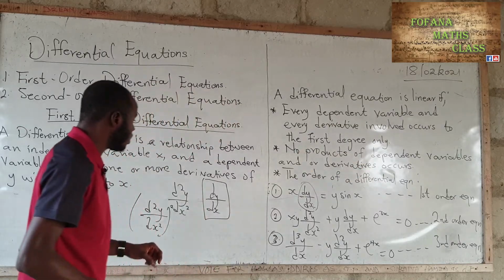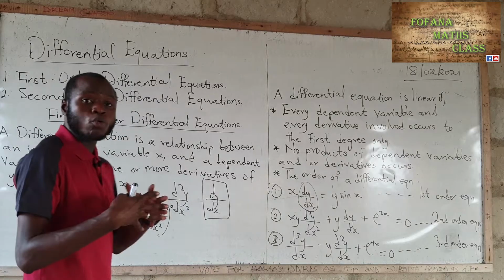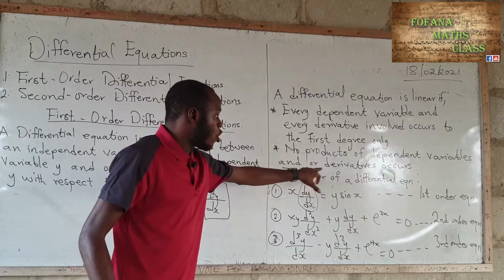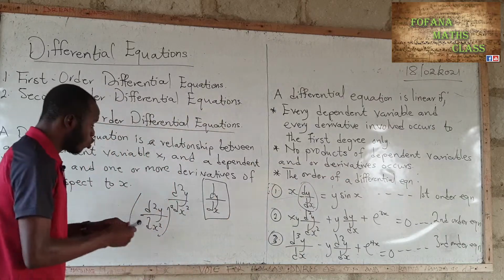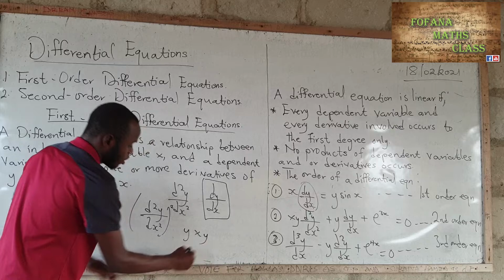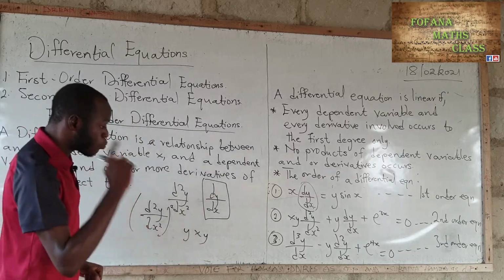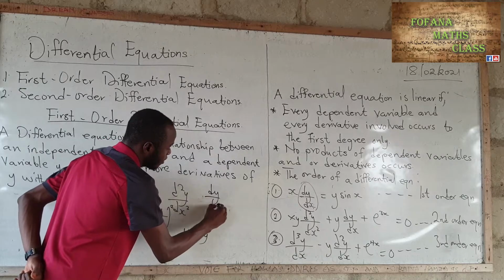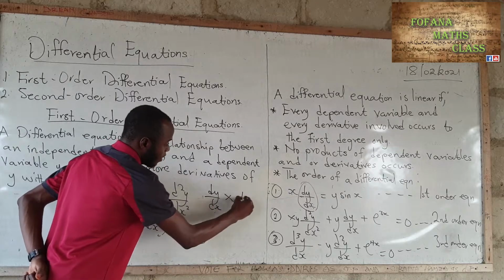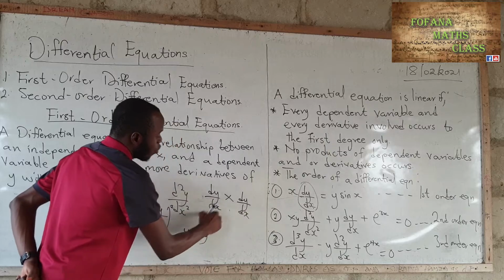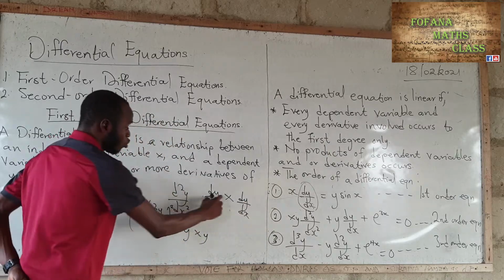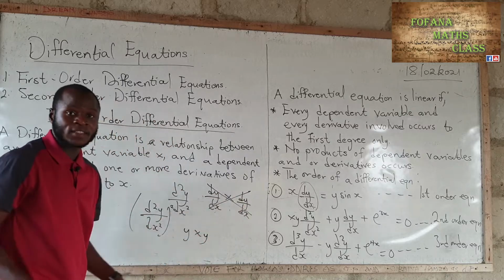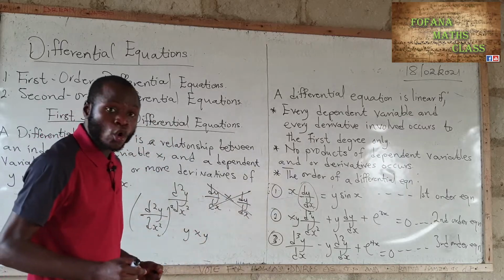Okay, and then the next point is no product of dependent variables. It means the dependent variable, which is the y, there shouldn't be any product of it in the equation, or of derivatives. So there should be no product of y and y, and there shouldn't be a product of two different derivatives. Meaning if you have dy dx, you shouldn't have something like dy dx times dy dx. No product of this sort should happen.